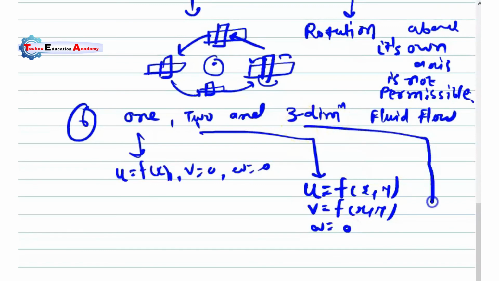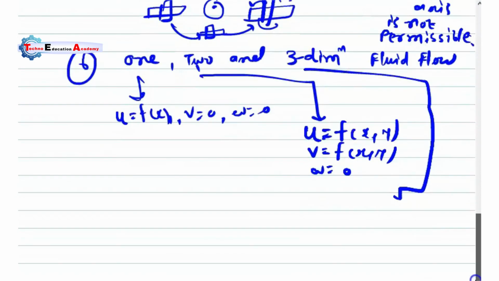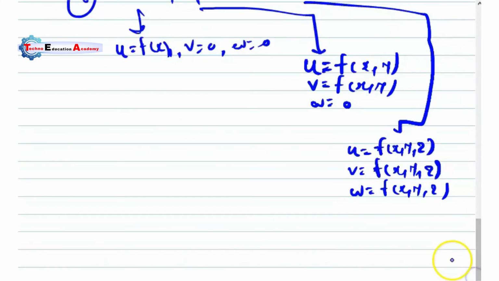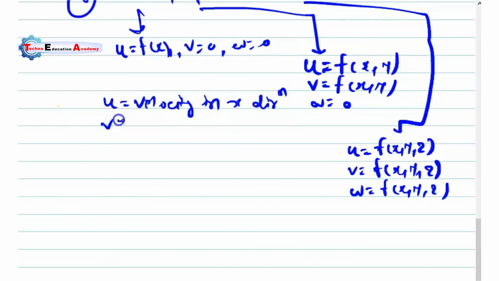For three-dimensional flow, velocity u is a function of x, y and z, v is a function of x, y and z, and w is also a function of x, y and z, where u, v and w are the velocities: u the velocity in the x direction, v the velocity in the y direction, and w the velocity in the z direction.